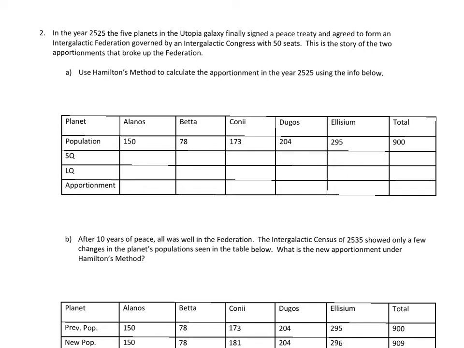All right, so remember there's 50 seats to give out, so the standard divisor is always total population, which is 900 divided by 50, which is 18, right? 18 people per seat. So for every 18 people in a country, they get a seat in Congress. So I'm going to take each state's population and divide by the standard divisor, 18.